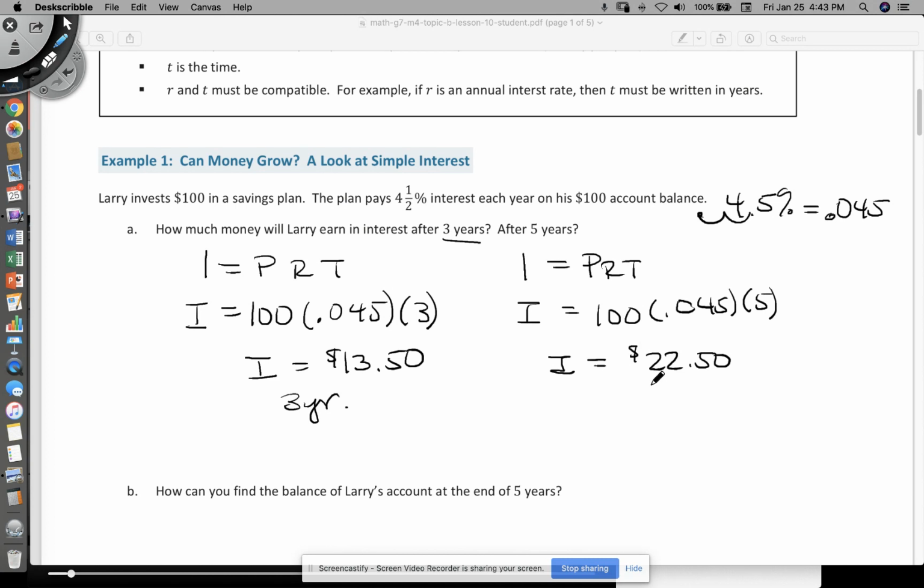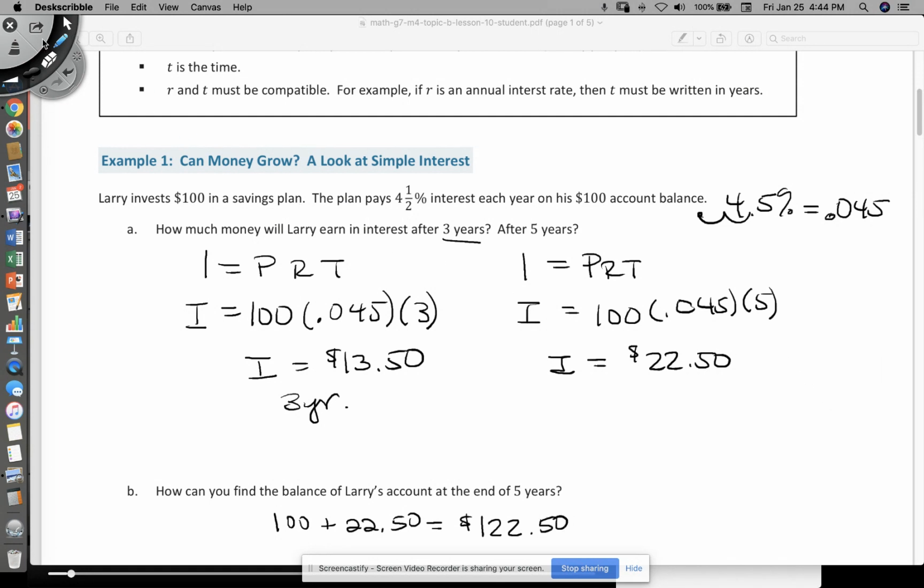Now, how can you find the balance of Larry's account at the end of 5 years? Well, we know that he put $100 in there, and we're going to add in the interest that he would have gained, and we add it together. So his total balance at the end of 5 years is $122.50.